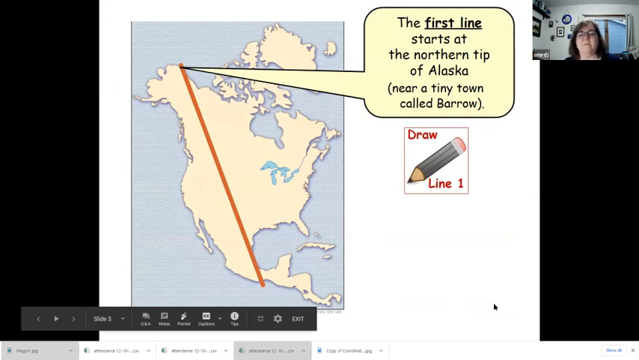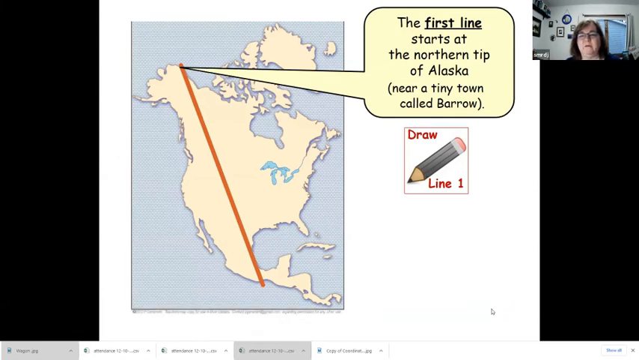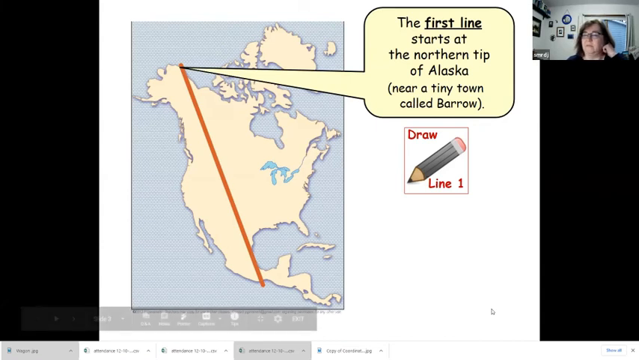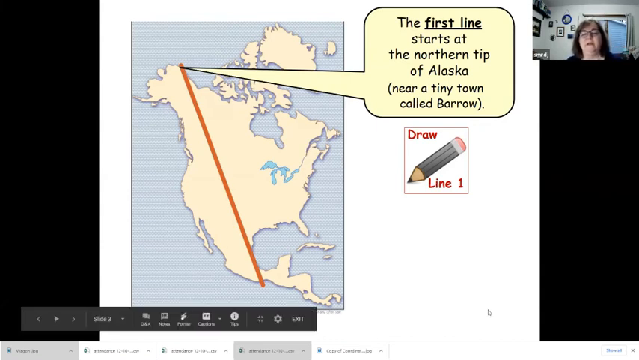So the first line we have them draw, as you can see, is from the northern tip of Alaska, down to a tiny town called Barrow, and then it goes down, and you start showing them the position of where to put their line. So you can see it's hitting that western edge.